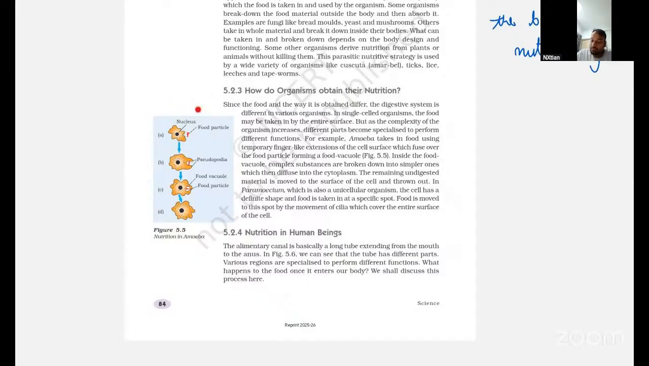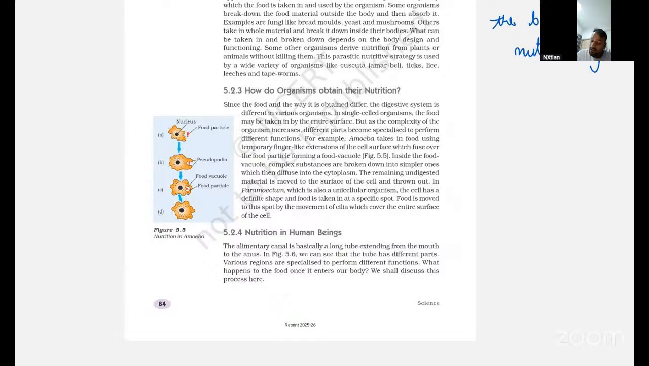Since the food and the way it is obtained differ, the digestive system is different in various organisms. In single-cell organisms, the food may be taken in through the entire surface, but as the complexity of the organism increases, different parts become specialized to perform different functions. For example, amoeba takes in food using temporary finger-like extensions of the cell surface which fuse over the food particle, forming a food vacuole. Inside the food vacuole, complex substances are broken down into simpler ones, which then diffuse into the cytoplasm. The remaining undigested material is moved to the surface of the cell and thrown out.